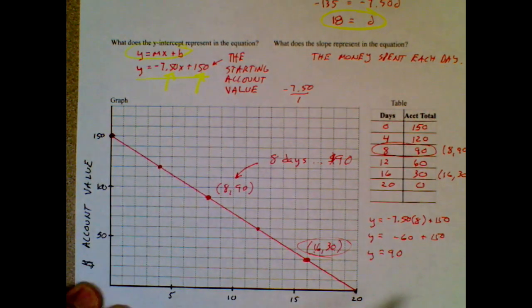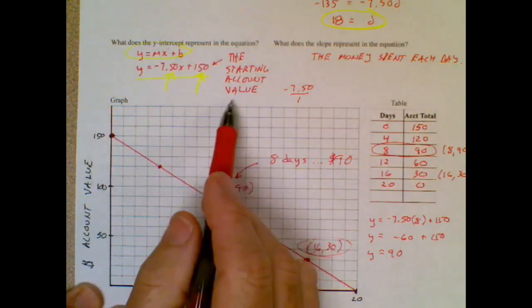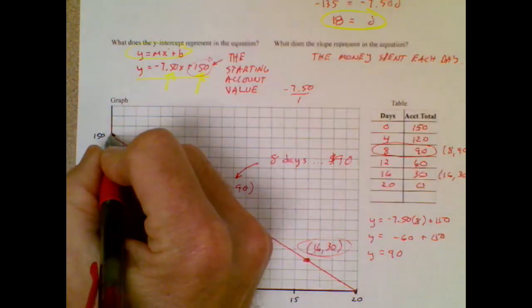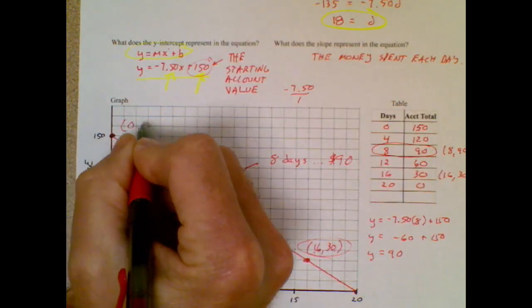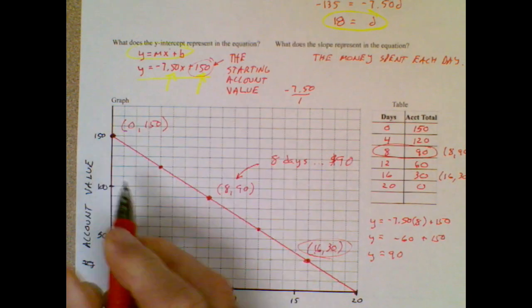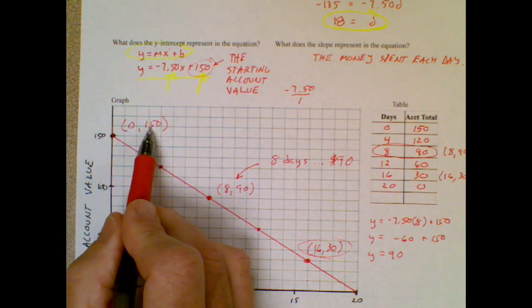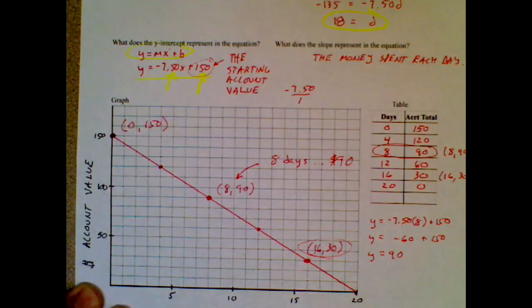And finally, remember when we asked about the y-intercept, what does it represent? Here's our y-intercept, 150, or it's the point 0, 150, and that means on day 0, or when we started, the account had $150 worth of value.